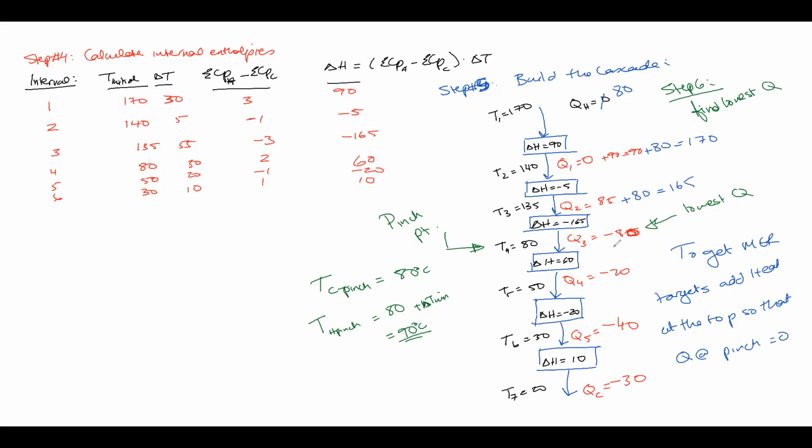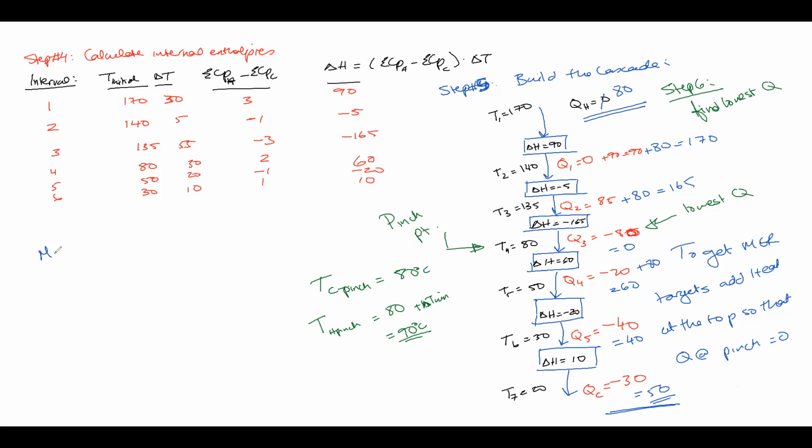165 minus 165 will be 0. And then this will be plus 80, this will be 60, this will be 40, and this will be 50. Okay? And then once you add this heat, we're looking for two numbers, QH, which is at the top, and QC at the bottom, and these are your MER targets.